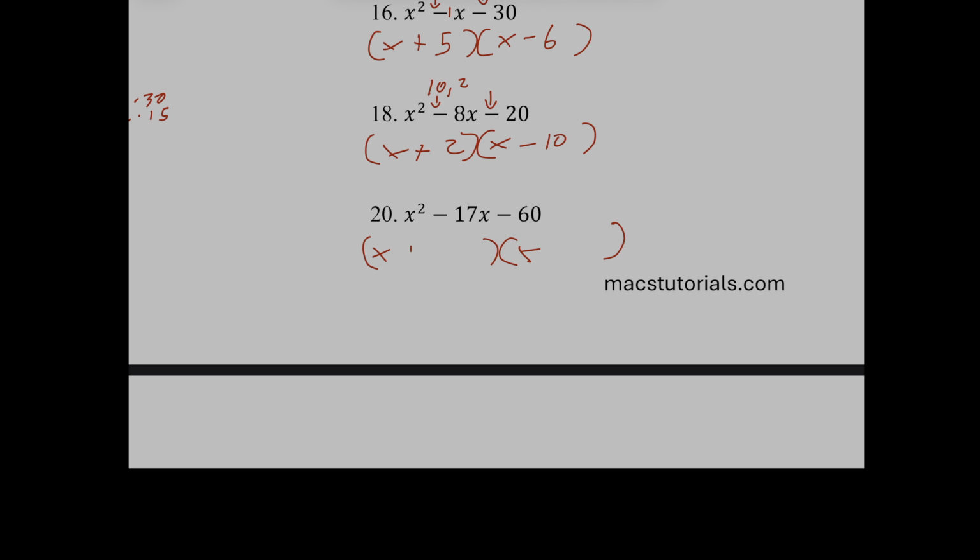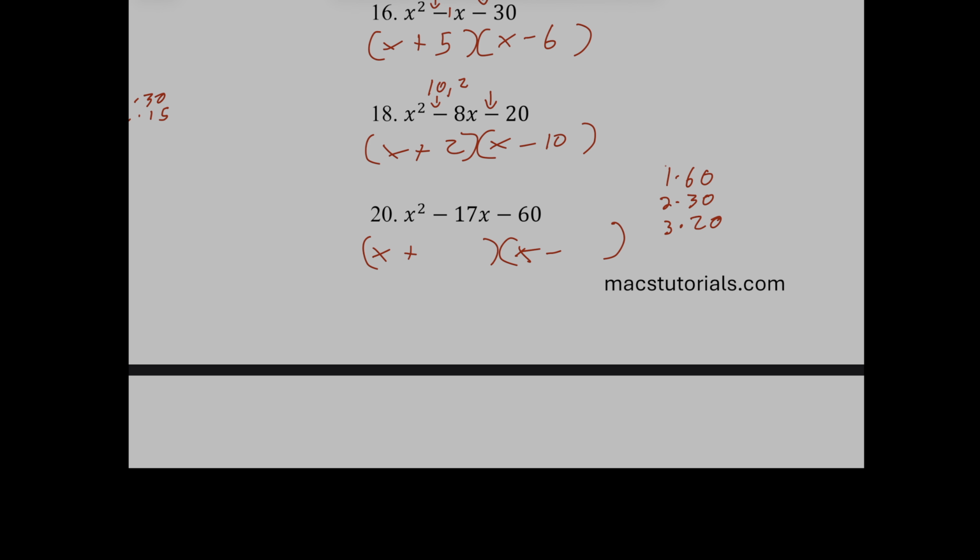Third term is negative. Signs are different. What multiplies to 60? And remember, it has to subtract to 17. Okay, now it's going to be 20 and 3, but let's say you didn't see that. 1 times 60, well, that subtracts to 59. Let's go 2. 2 times 30, well, that subtracts to 28. Let's go 3. Notice I just keep going up. 3 times 20, well, that subtracts to 17. Hey, that's what I want.